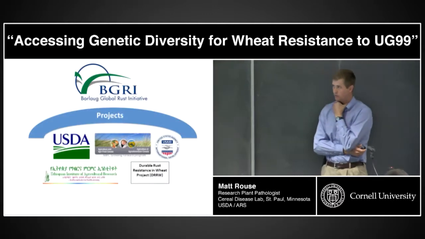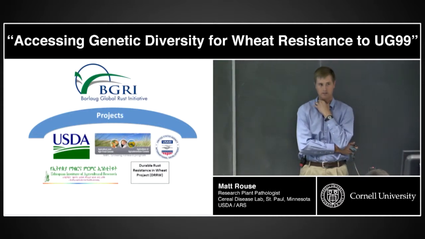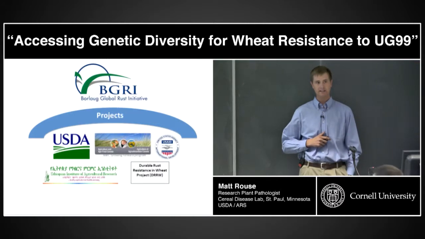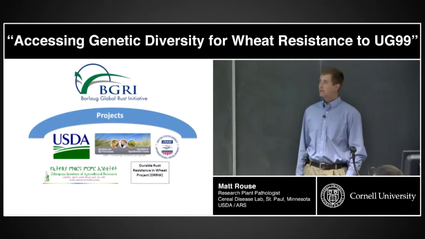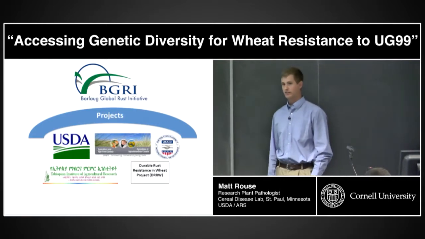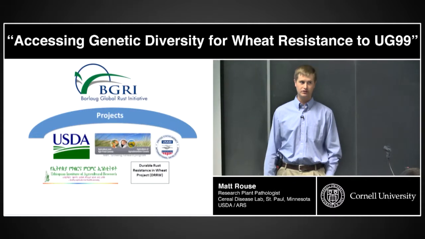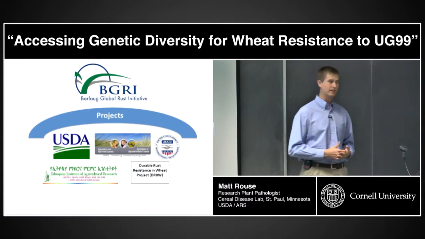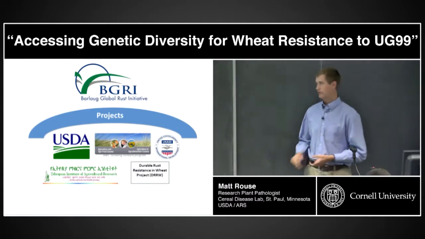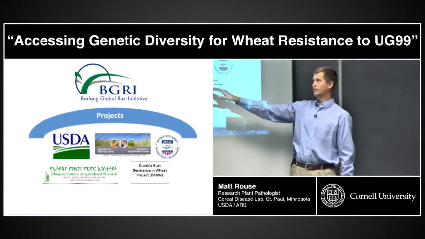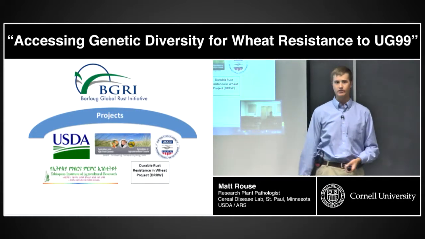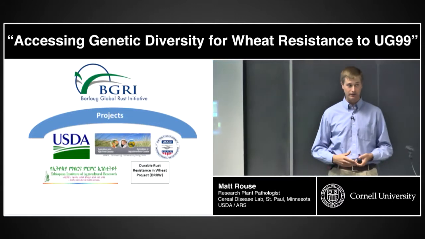Norman Borlaug was in Kenya in 2004 and saw an epidemic of stem rust. And he was really key in advocating that UG99 is a big problem. And he formed the Global Rust Initiative, which was renamed the Borlaug Global Rust Initiative. And within this Rust Initiative, there are a number of different projects that are working on UG99. And here are just a few of the key funders of UG99 research: the USDA, Ag Canada, and the Durable Rust Resistance in Wheat Project, which is based here at Cornell.